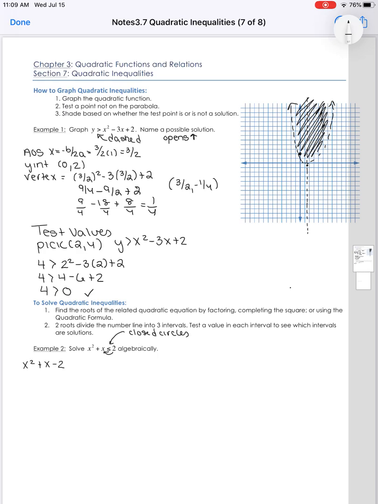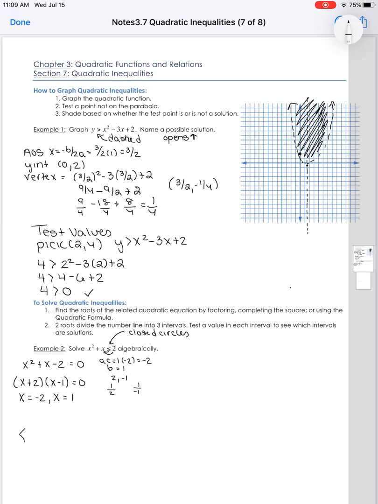So in this case, step 1, I'm going to bring the 2 over. I also see this, so I know that I'm going to have closed circles on my number line. But the 2 has to come over. So I get x squared plus x minus 2, and I'm just going to temporarily set that equal to 0. So now I'm going to factor. I'm looking for 2 values that multiply to get negative 2 and add to get a positive 1. So that's 2 and negative 1.